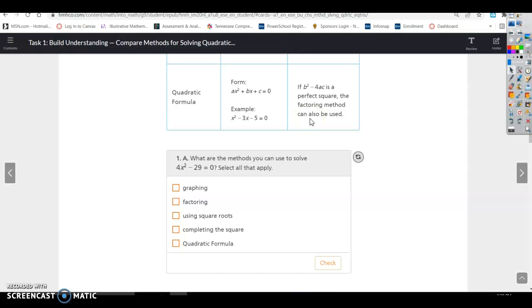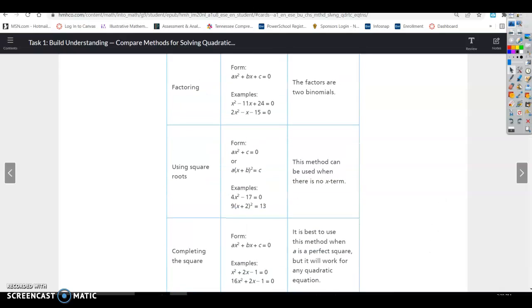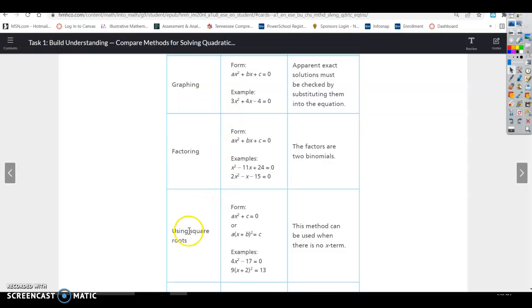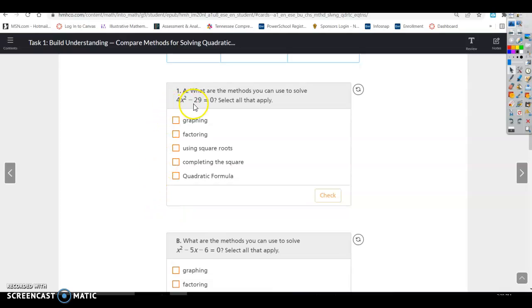All right, so what are the methods you can use to solve 4x squared minus 29 equals 0? There's no x, there's no b, so we know right away that we cannot use square root method. So let's see what we can use. We really can't use factoring because that's a perfect square, but that's not. If this was a perfect square, we would have a difference of squares, but that won't factor. We could use graphing. We could graph it and see where the intercepts are. We could use completing the square and quadratic formula.